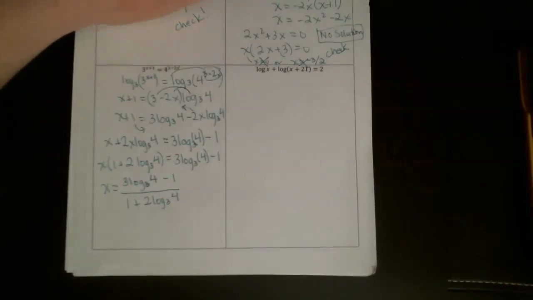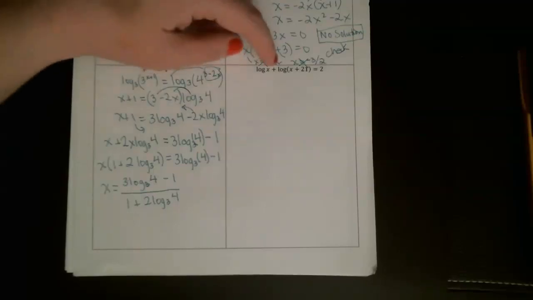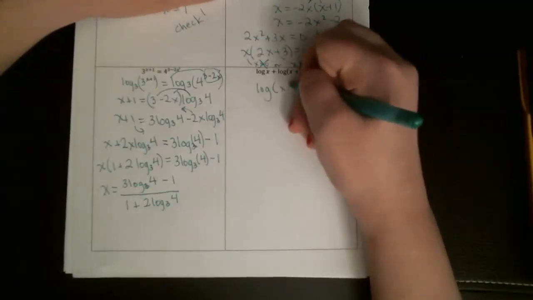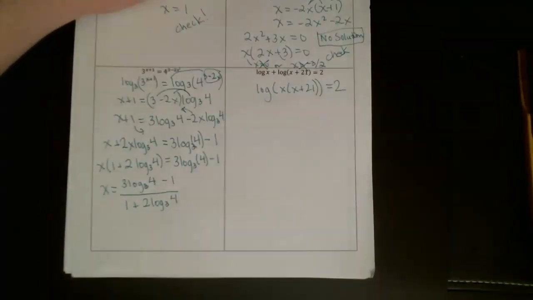So here we have the log of x plus the log of x plus 21 is equal to 2. Once again here, the big thing going on is that we need to combine the logs before we try and cancel them out. You cannot cancel out when there's a sum over here. So I'm going to go ahead and use the property that says you can combine the sum of two logs into a single log.